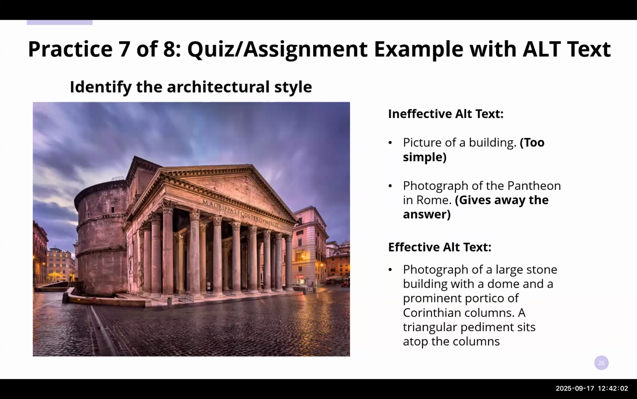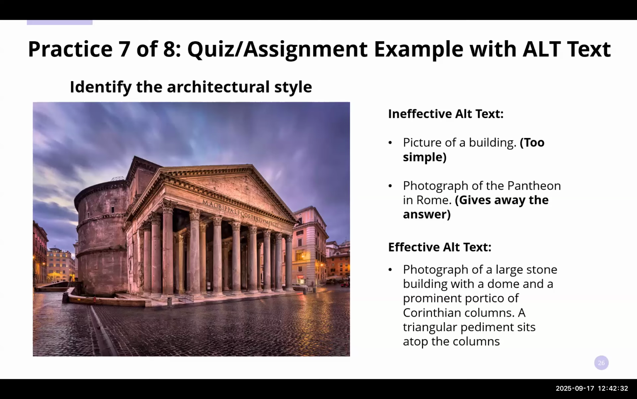So in assessment, alt text should never reveal the answers. Instead, it should describe the image in a way that allows the student to analyze it and respond to it independently. A better example could be: "photograph of a large stone building with a dome and a prominent portico of Corinthian columns. A triangular pediment sits atop the columns."